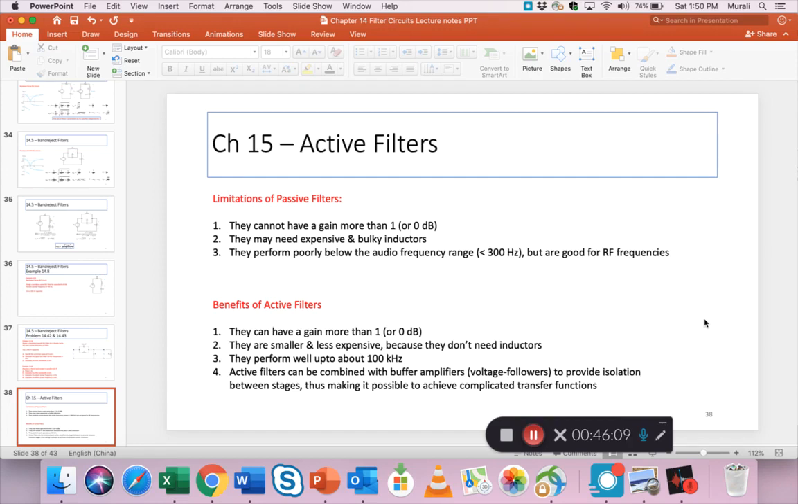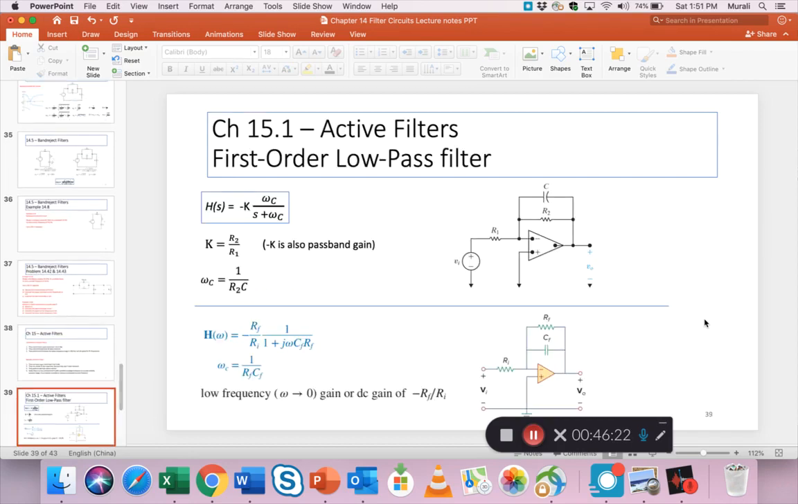But for now, I just wanted to let you know that such things exist, and that's why active filters are important. So I will talk briefly only about the low pass active filter in this slide, and really that's about all that I have time for on active filters. Okay. So let's look at this one slide.